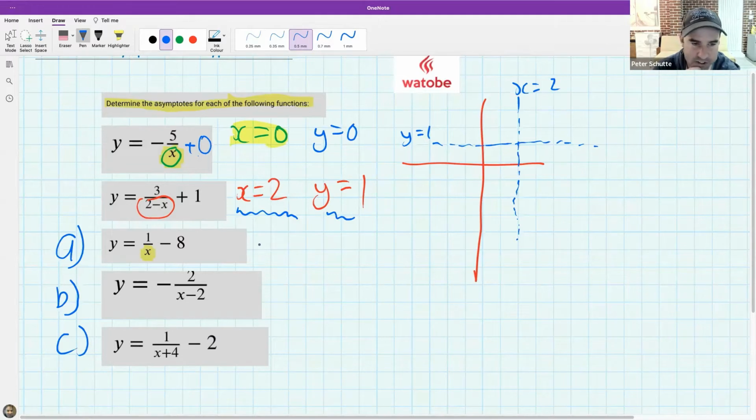Okay, so keep those answers coming. For A, the asymptote would be x is 0, and the y asymptote would be y equals minus 8.